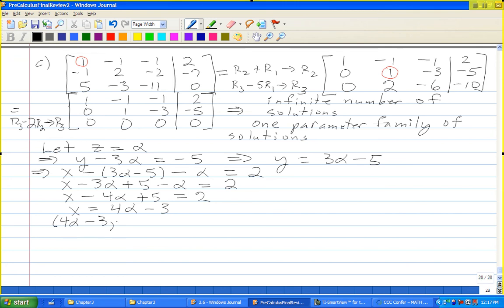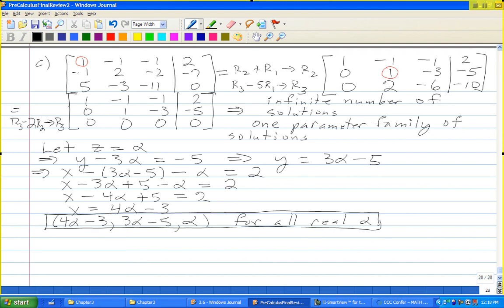Y is 3 alpha minus 5. And z is alpha. And this is for all real numbers alpha. And that is your one parameter family of solutions.